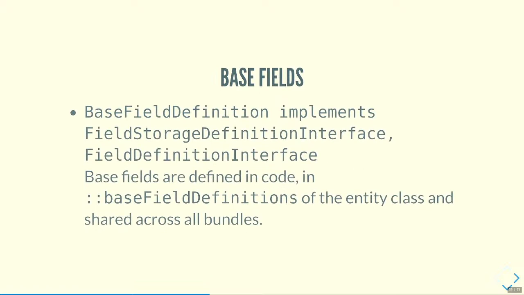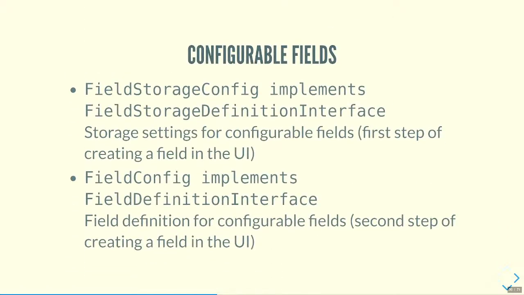Base fields are fields that are defined in code that always exist. So for nodes, that's the title, that's changed and created, that's the author, stuff like this. They're defined as base fields. What's special about them is that because they exist on all bundles, always, they implement both interfaces. But if you compare with configurable fields, there you have two different concepts. Both are config entities. You have field storage config and you have field config, both implementing the specific interface.